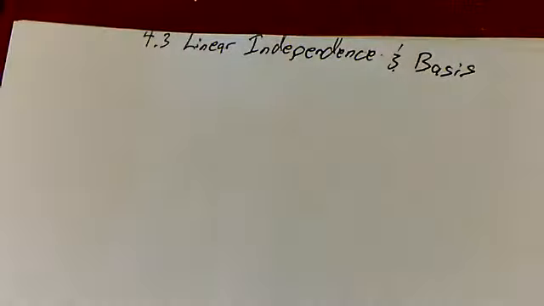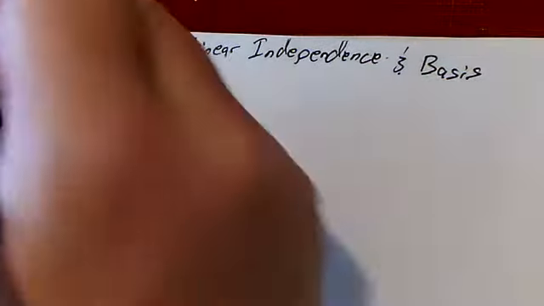Okay, in section 4.3, we're going to talk about linear independence and basis. Okay, so we're talking about vector spaces. Now, linear independence and basis are two things that we have talked about before, but we can expand these definitions to look at other vector spaces besides just the real numbers.